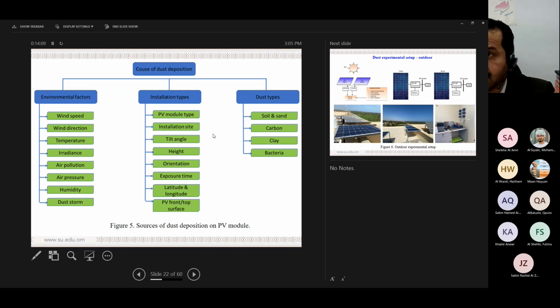Okay, the installation site itself is different when you put it near the desert, because of sand and dust, or near an agriculture location, or near the cities themselves. Tilt angle, height, orientation, exposure time, latitude, longitude, PV front. All these are elements related to the installation, affecting how much dust is deposited on the PV. Besides, there is the type of dust. If you are close to a refinery or highway, you have more carbon. If you are close to the desert, you have sand. If you are close to an agriculture place, sometimes you see rich soil, and so on. So based on where you put your solar plant or solar module, you have different effects.